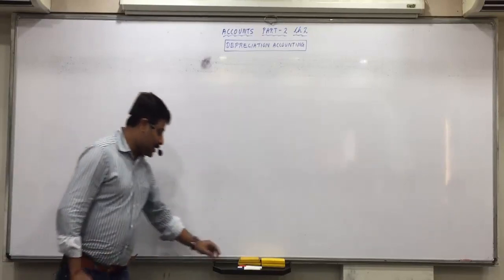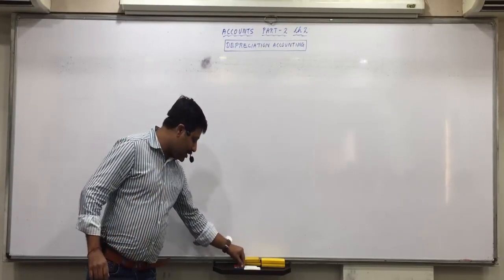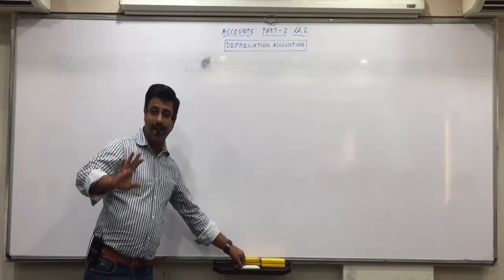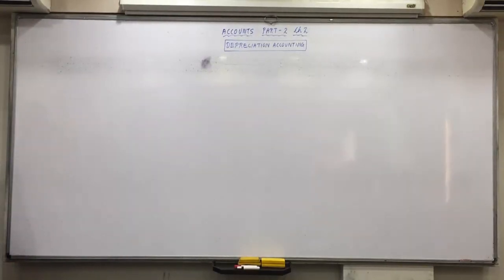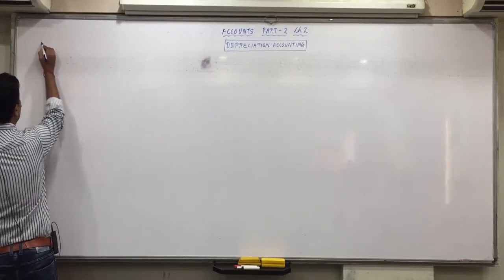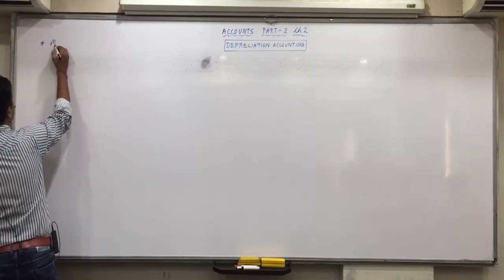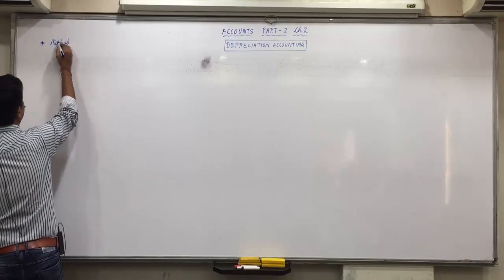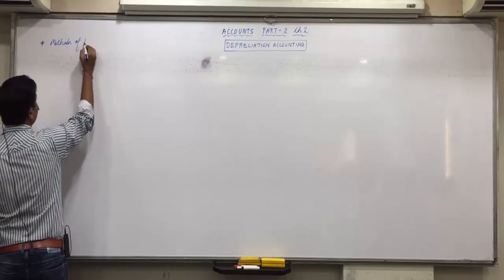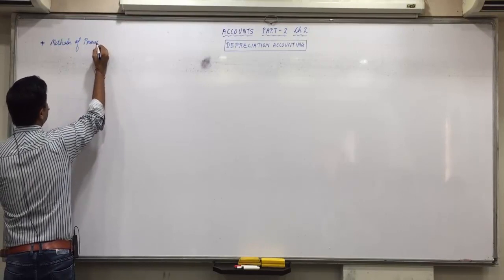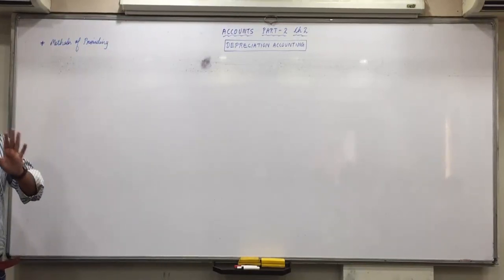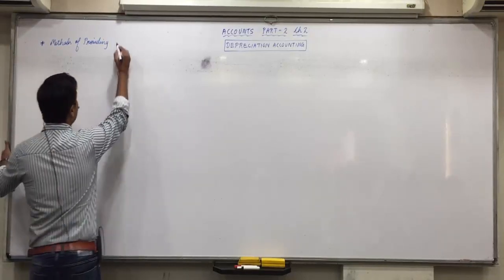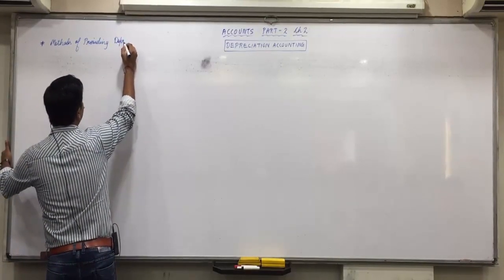Now we are going to study two main methods of depreciation. Today only we are going to do concepts. Practical questions we shall be starting tomorrow, so just understand the things properly. The meaning of depreciation is very simple, decrease in the value of an asset. Now there are two main methods of providing depreciation.